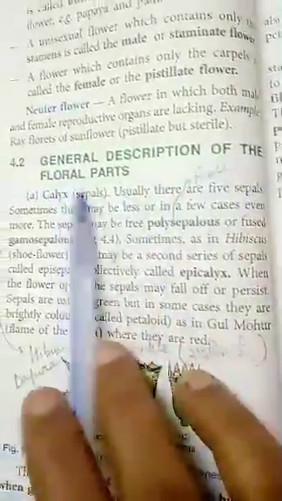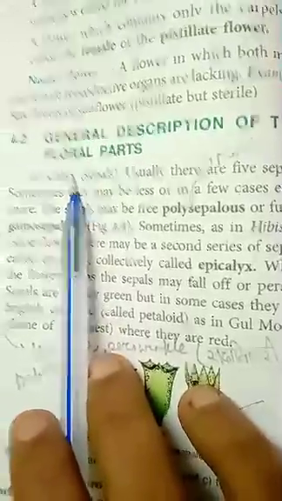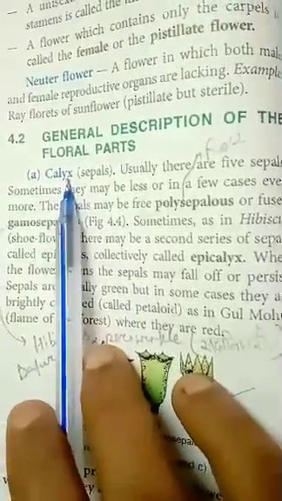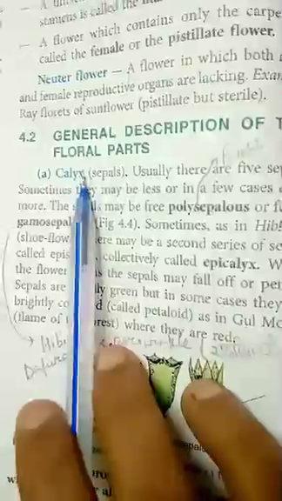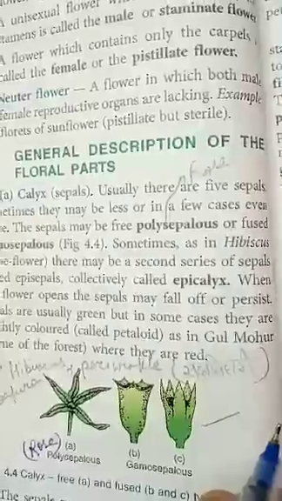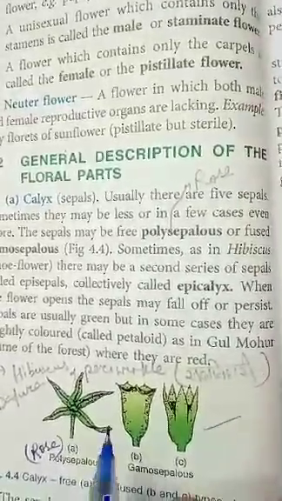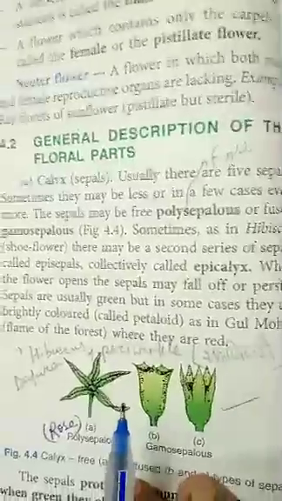Coming to the general description of floral parts, calyx. As you know, this is the outermost whorl of the flower. This is greenish in color, and its function is that it protects the flower in the bud condition. You might have seen when a flower is in the bud condition, it is totally covered by sepals. And the second function is, since it is green in color, it also undergoes photosynthesis.